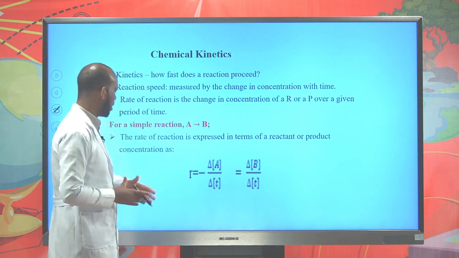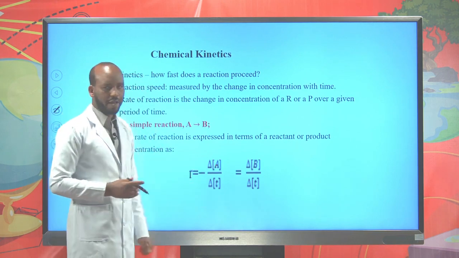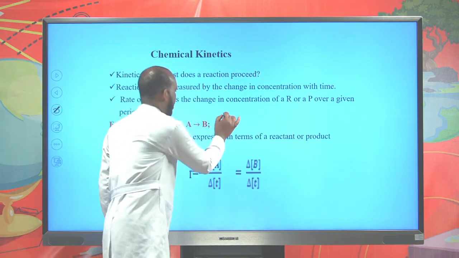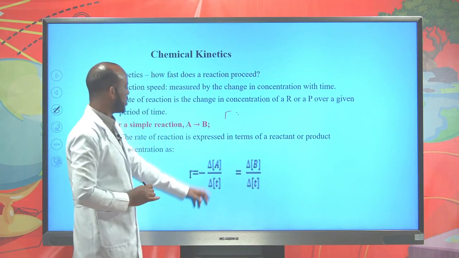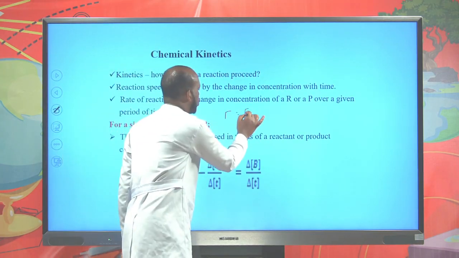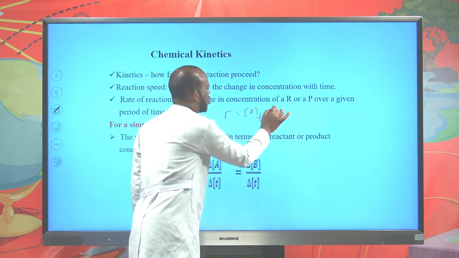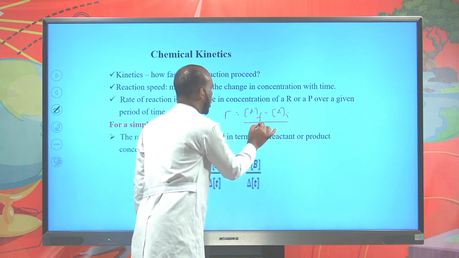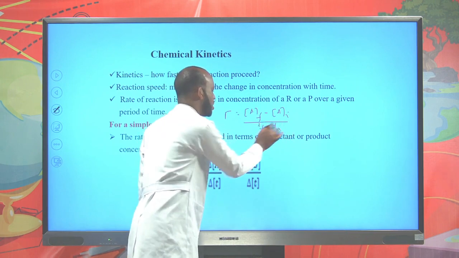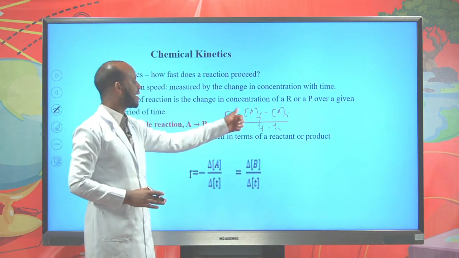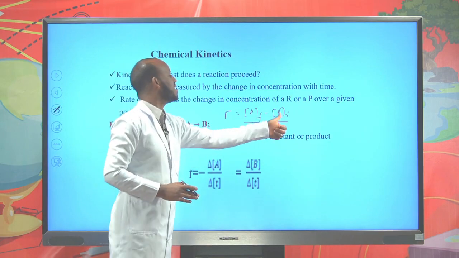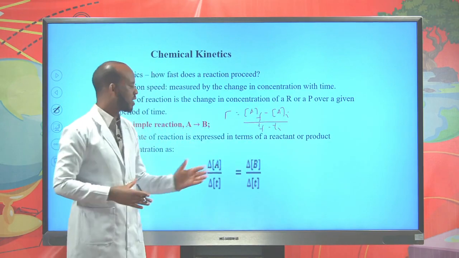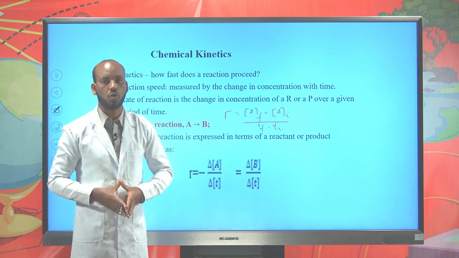Because change in concentration of A is final concentration of A minus initial concentration of A, divided by change in time, which is t final minus t initial. You see, the final concentration is less than the initial concentration because reactants are converted into products.